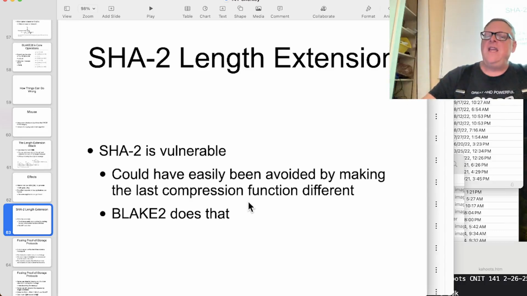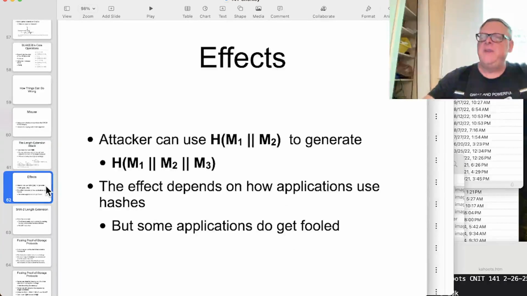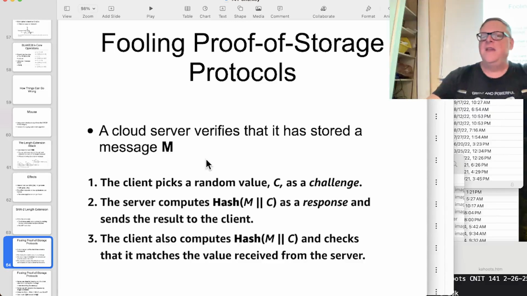They all are. In principle, this could have been avoided if you just made the last stage different from the previous stages, then length extension would not work. But nobody thought of that when they designed MD5, SHA-1, or SHA-2. They're all vulnerable to length extension because they just keep repeating the same algorithm at every step. And that's what Blake does. Blake just uses something different at the end, so length extension is not a problem.